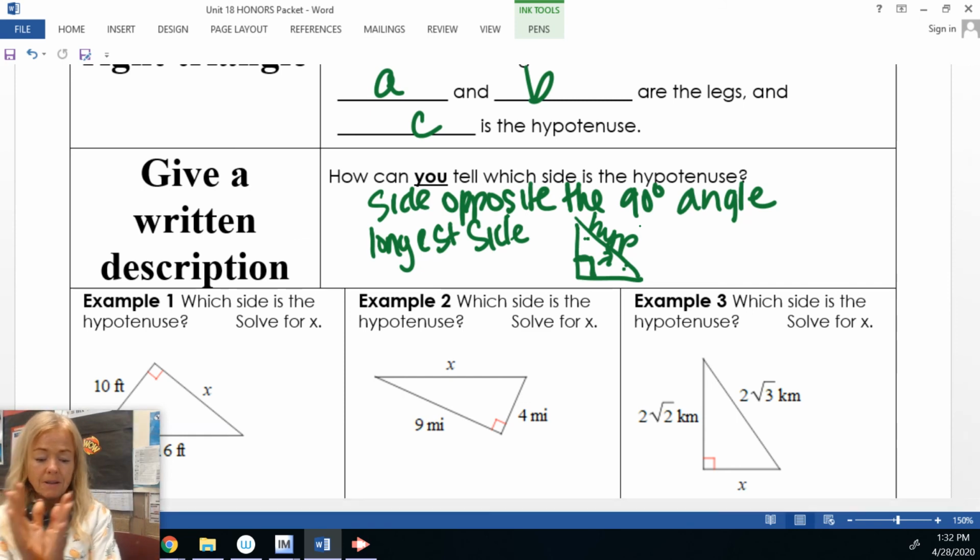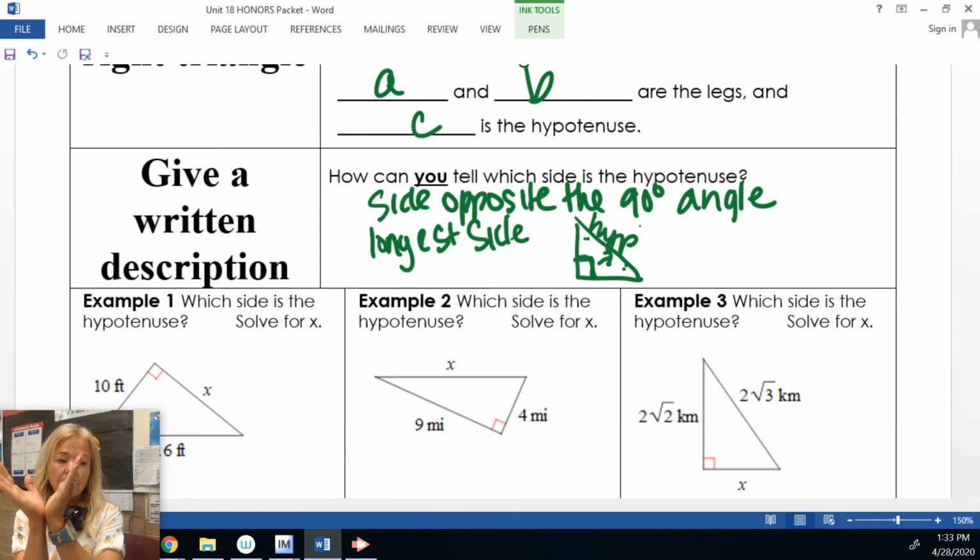Remember my little triangle diagram here between my palms and my fingertips. This side, the imaginary side, is the opposite side of this angle. And the bigger the angle is, the longer the side will be. The shorter the angle is, the shorter the side across will be. So you have that information.